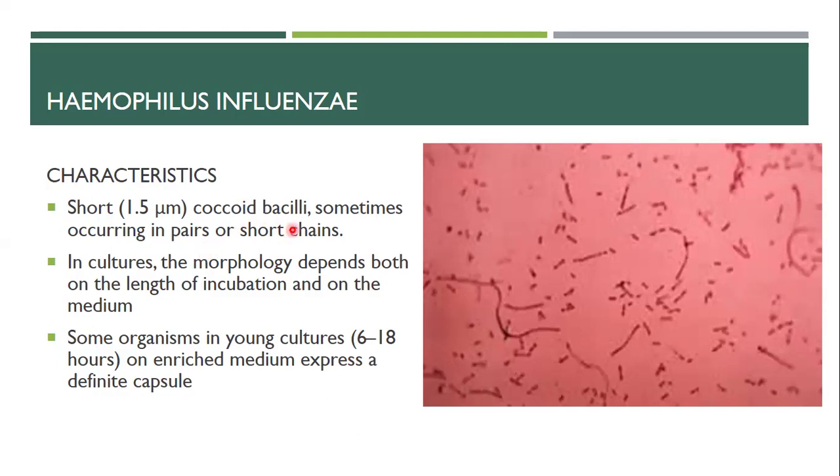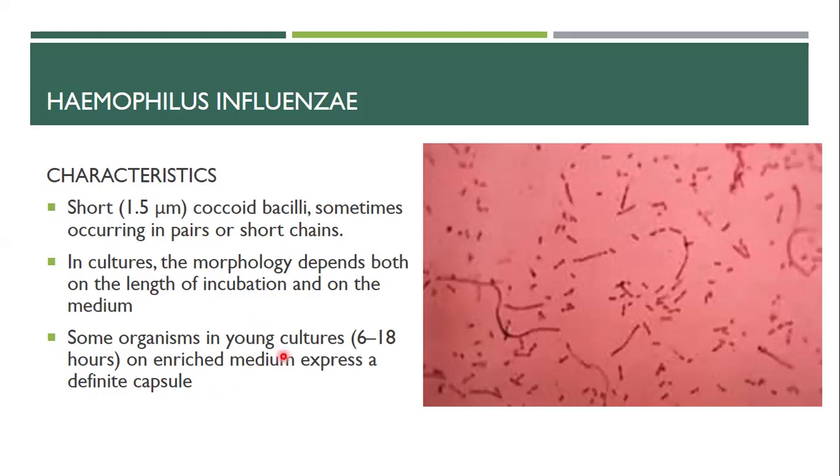You get to appreciate the coccobacilli morphology when the cultures are incubated for 6 to 8 hours. At a later period, the forms actually vary, most probably occurring in chains or bacilli. As I've mentioned, the morphology depends on the length of incubation. If the culture was incubated for 6 to 8 hours, it most likely appears as coccoid bacilli, and at a later period, pairs or short chains are favored.